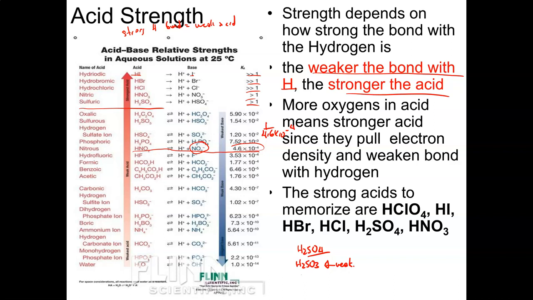The more electrons you're being able to pull away, the stronger the acid's going to become. So more O's means stronger acid. So if you're comparing two compounds or two acids, and the only difference is the number of O's, the one that has the most O's wins. It's going to be the stronger acid, and that's always the case.